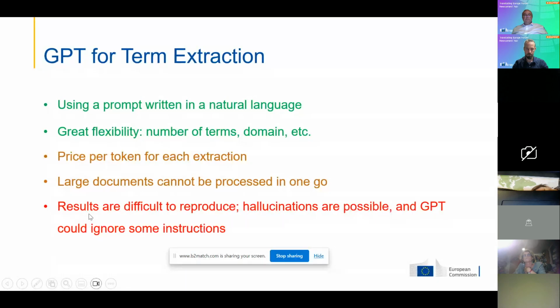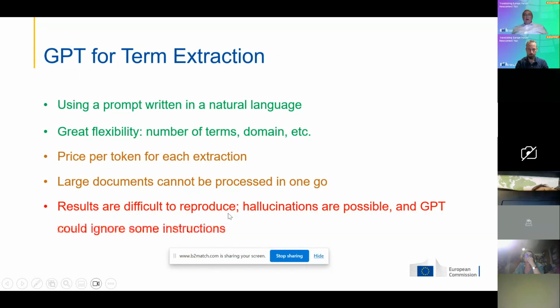For example, the results are difficult to reproduce. It means that if we make a term extraction using GPT, and then we do another term extraction, normally the terms are very different. Of course, we have some common terms, like 30% or 40%, it depends. But there are many differences. There are many new terms extracted during the second extraction, and also during the third or fourth extraction. So it seems like GPT decides every time that there are some different terms which could be of interest to us.